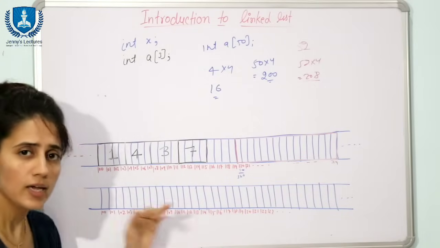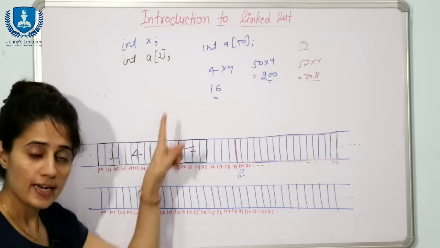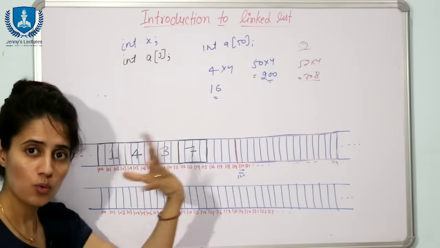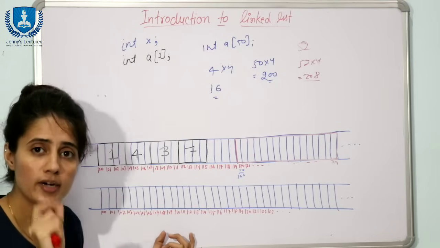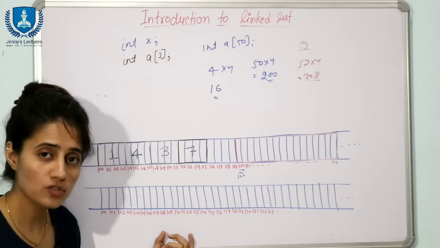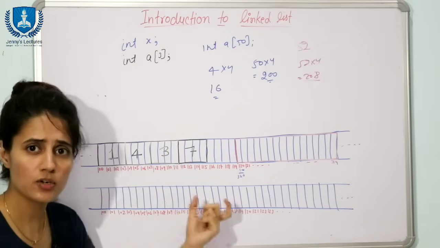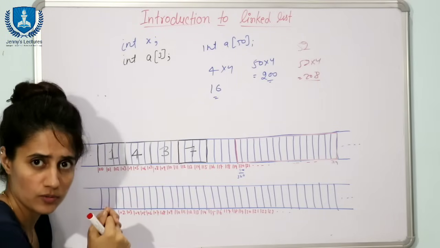And the solution is what? Linked list. So linked list is also a collection of elements. See, array is also a collection of elements, right? It is a collection of more than one data items. Fine. Linked list is also a collection of more than one data items, but the only difference is what? In linked list, these data items are not stored in consecutive locations, because in array these are stored in consecutive, continuous locations. Fine.